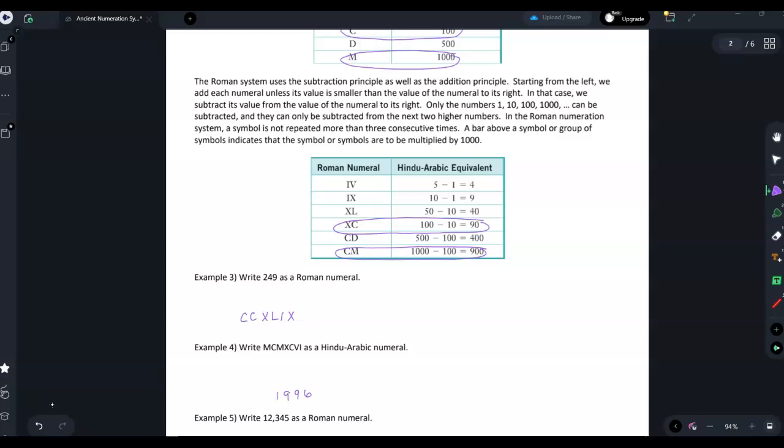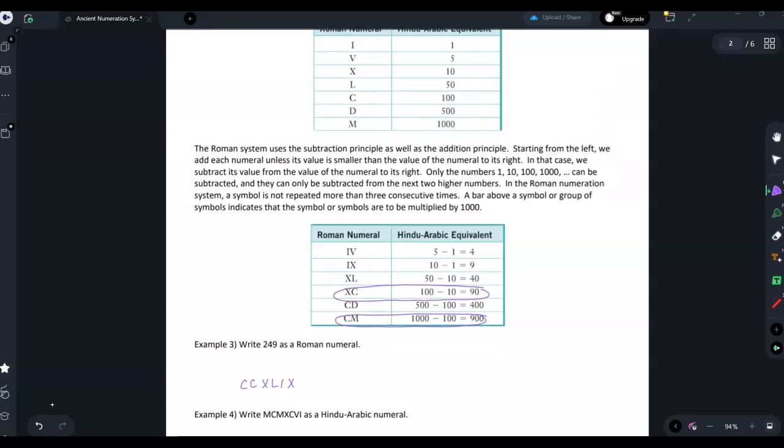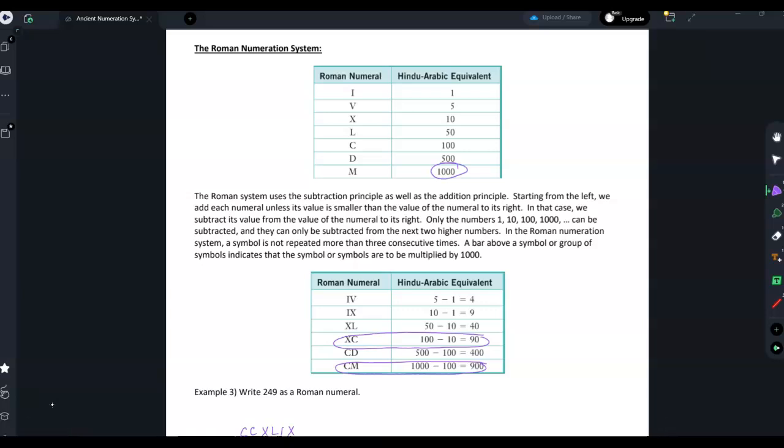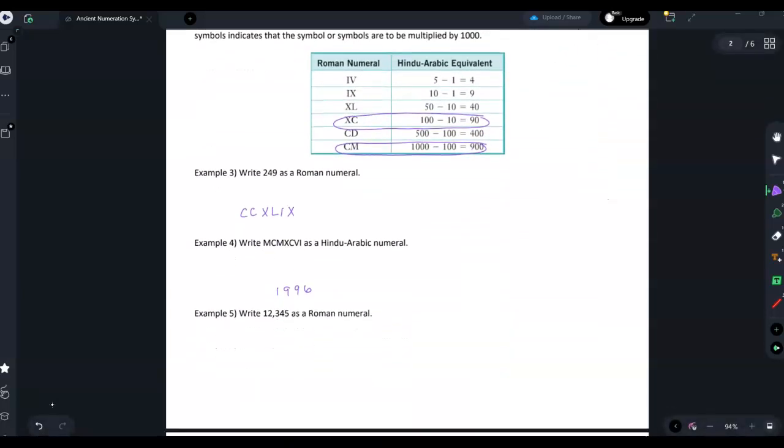All right, and then let's look at one more. What if you notice these symbols only go up to 1,000, right? So what if your numbers go beyond 1,000? What you would actually do is start putting a bar on your numbers. So for example, this one is 12,345. I know that 1,000 is M, but remember, we don't do more than 3 consecutive of the same symbol. So you're not going to do 12 M's, right? That's way too many. So instead, we are going to just do the number 12, and then we're going to put a bar on it.